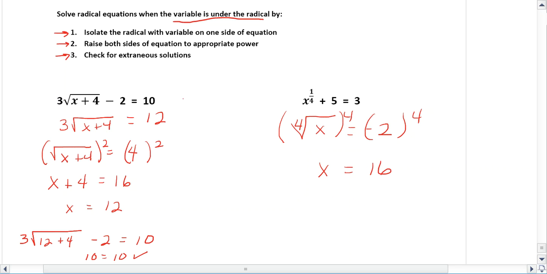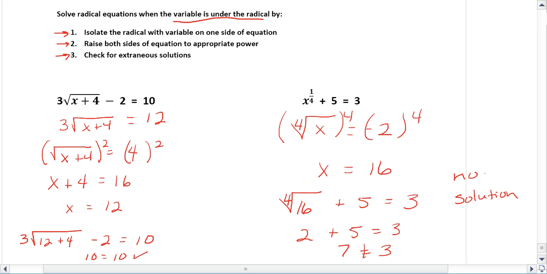Once again, we need to check our answer, so let's plug in the 16 where the x is. The fourth root of 16 is 2, because 2 times itself, 4 times, is 16. So I have 2 plus 5, and we have a problem. This is not true. All the algebra was correct, but the 16 does not work. That needs to be thrown out. We have no solution here. We might have noticed we had an issue when we were asked to find the fourth root of x, which is an even root, to be a negative 2. So no solution for that one.